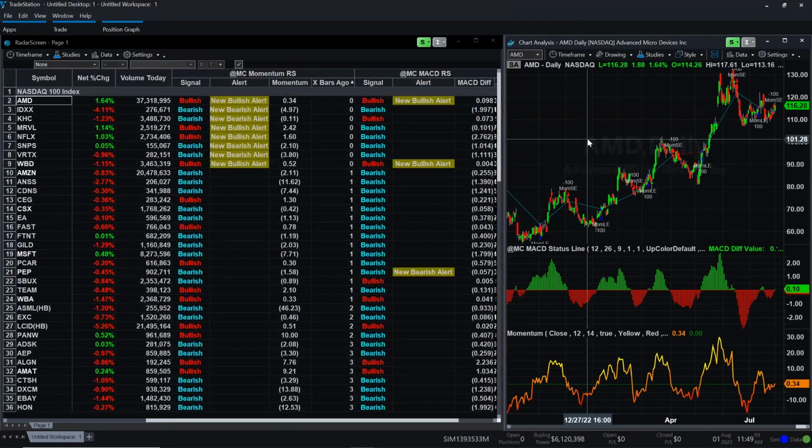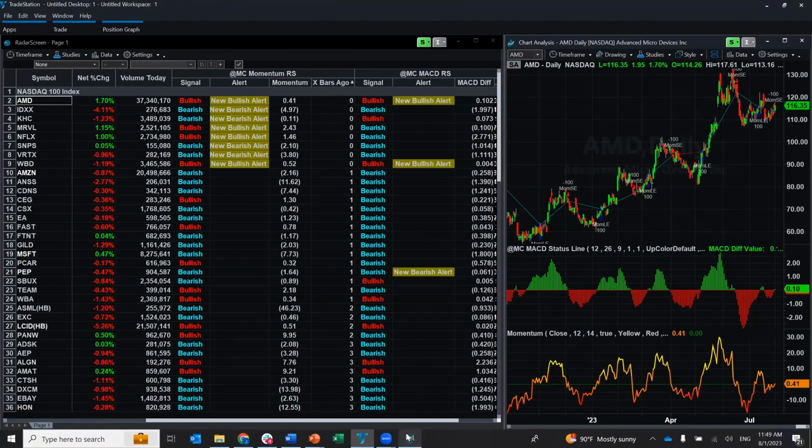So make sure that you use the indicators. You can use the ones that I provided as modified. They give you a little bit more information than the ones that are built into TradeStation, but the ones that are on TradeStation are also very, very useful.